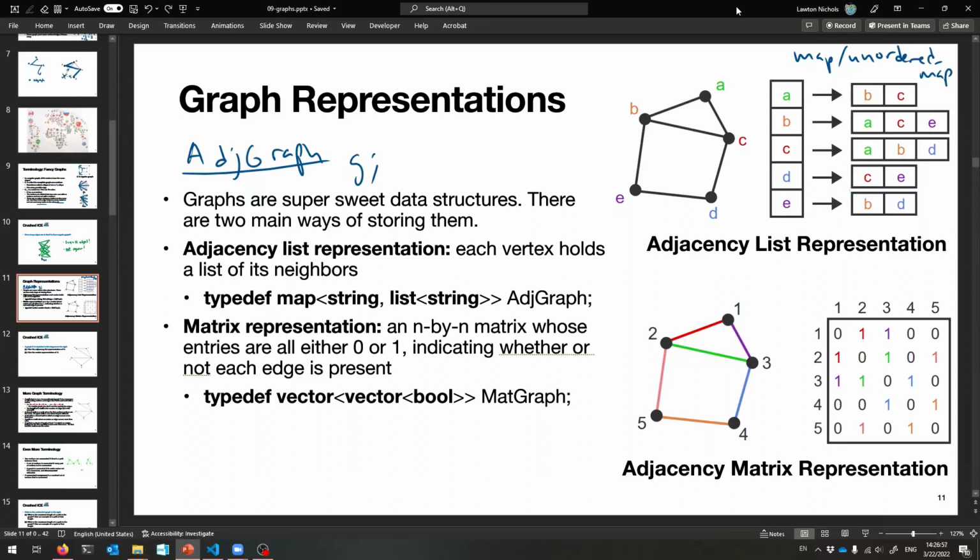And then finally, you have a matrix representation as well. That's another option. That is a grid. It's an n by n grid. We can't really give names to the grid, so instead of A, we have to say 1.